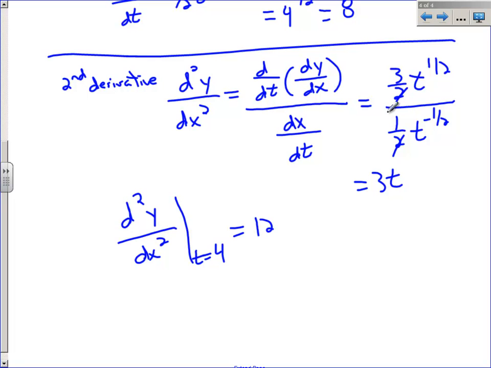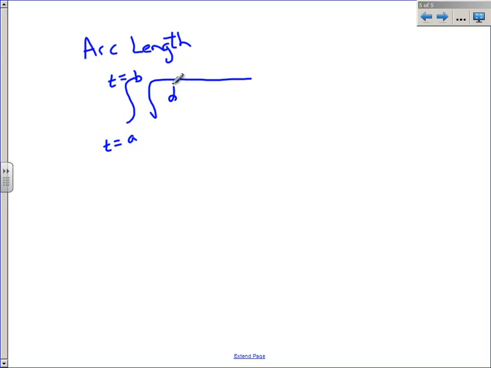All right, the last thing is going to be arc length. We've done this before, we just haven't done this parametrically. Your arc length formula is going to be the integral from a to b, and these are t values, by the way, t equals a to t equals b, of the square root of (dy/dt) squared plus (dx/dt) squared. So let's do that with our very first example.